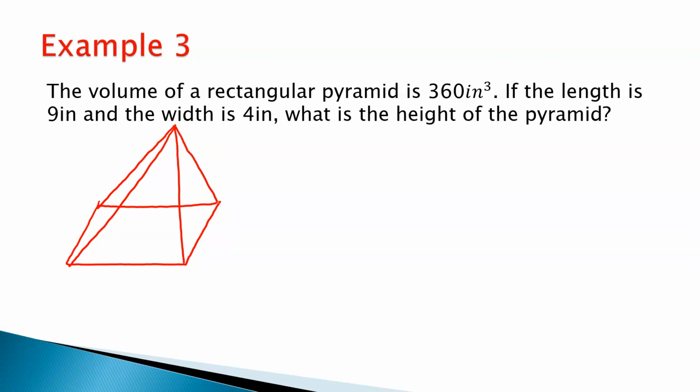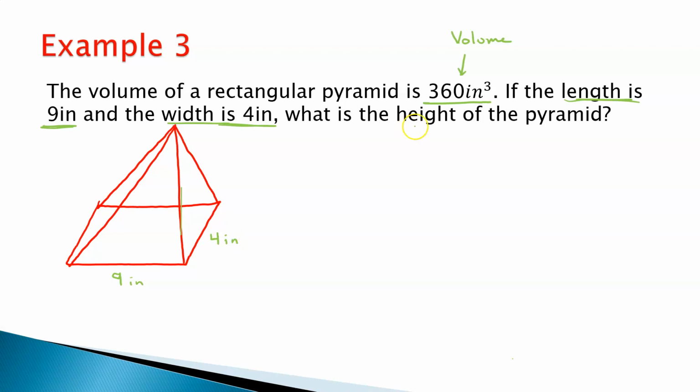All right, so there is my pyramid, not the prettiest thing in the world, but let's label a couple of things. It's just nice to have a visual. They tell us that the volume of the pyramid is 360 cubic inches. So we know our volume. What else do they tell us? The length is 9 inches and the width is 4 inches. Let me label that on my picture. I'm going to choose the longer one, 9 inches, and my width over here is 4 inches.